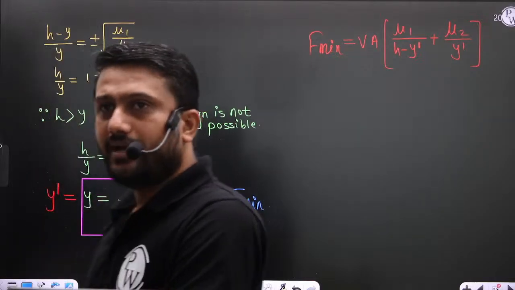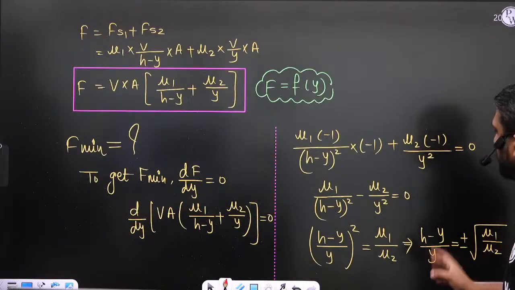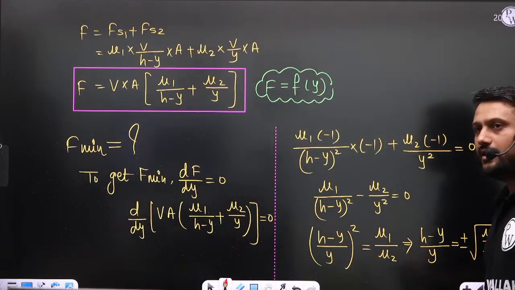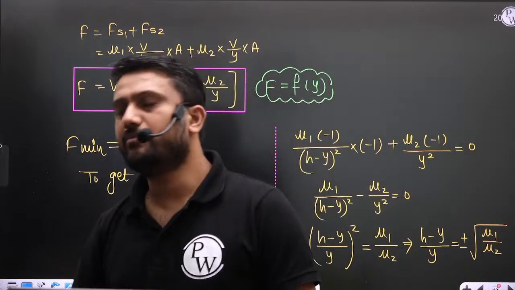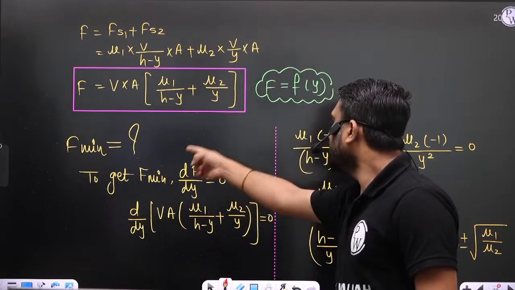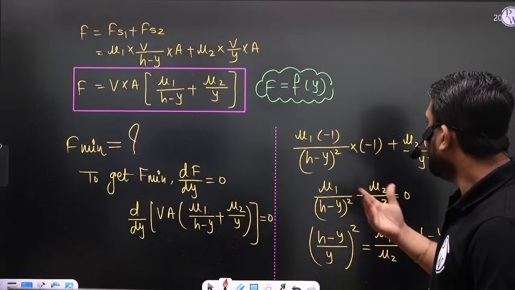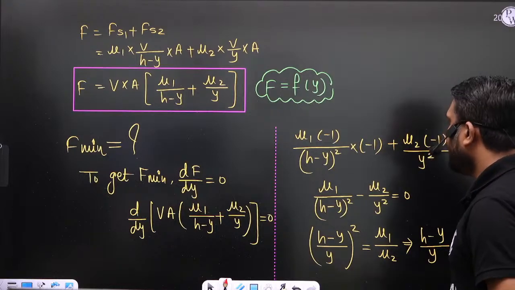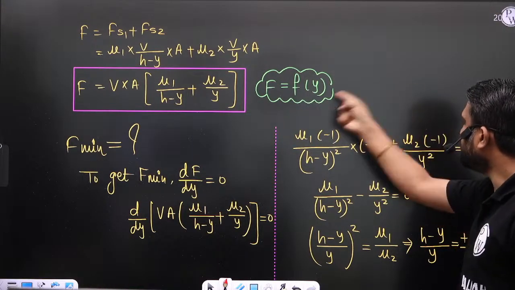F is minimum. If you have any confusion related to this, whether F is minimum or maximum, because this is the condition corresponding to maxima and minima, then do one thing: double differentiate this expression.